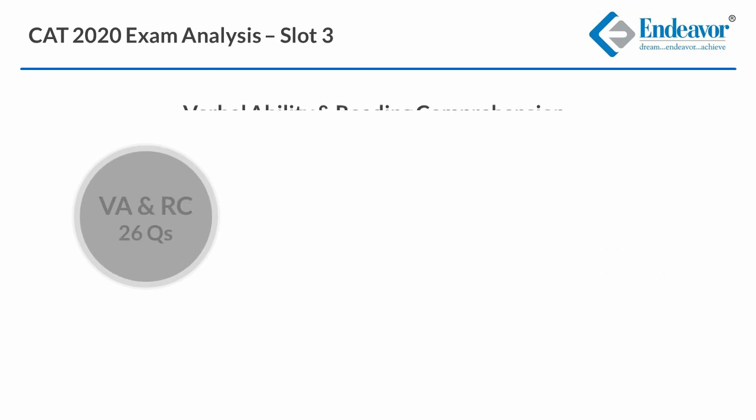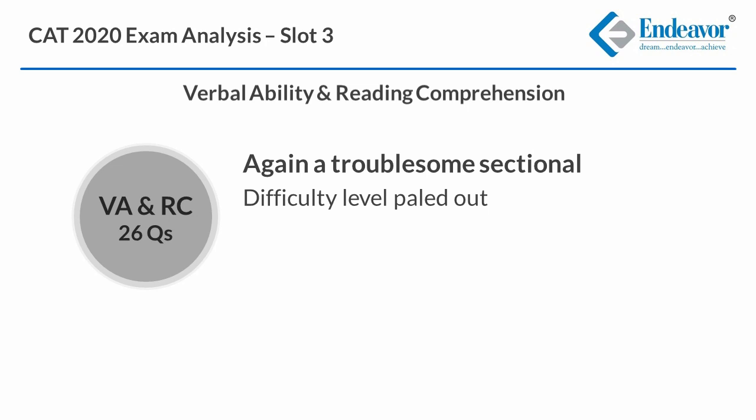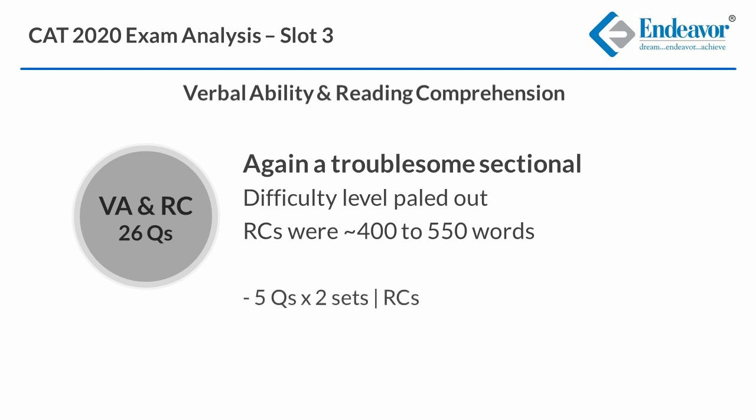Let's examine the VARC sectional. This time, though the VARC sectional was again a troublesome sectional, in comparison with the other sectionals, its difficulty level paled out. With 18 questions spread across 4 RCs, the RCs were around 400 to 500 words in length, with 2 RCs carrying 5 questions each and 2 RCs carrying 4 questions each.